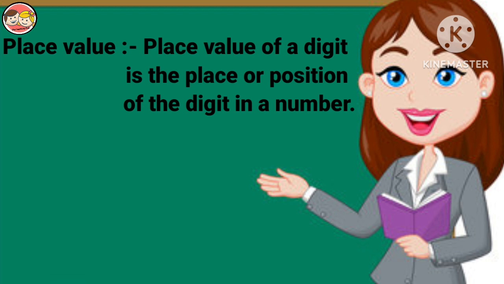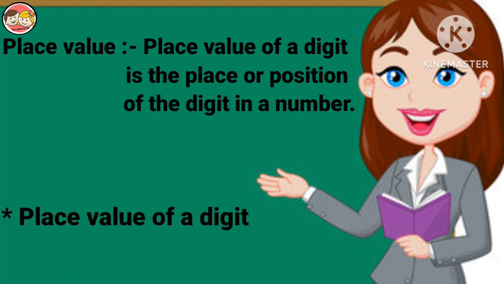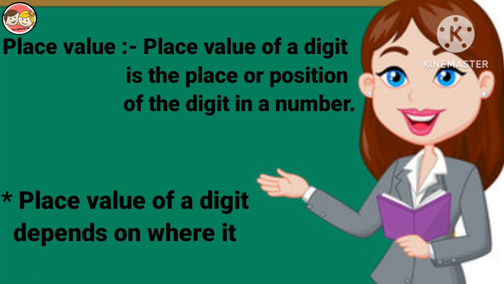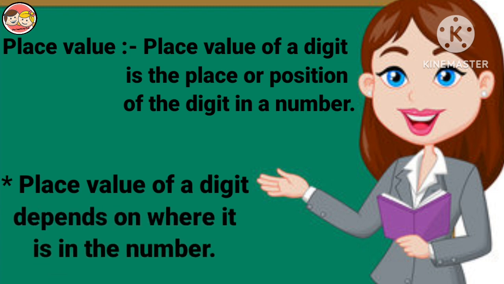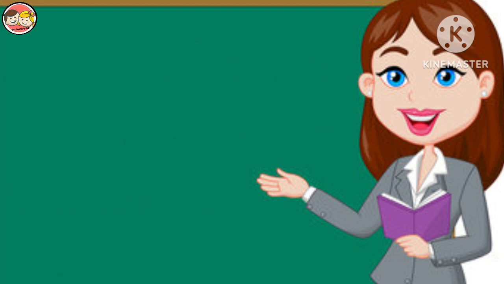It's very important to understand that the face value of a digit never changes, because face value means the digit itself. But the place value of a digit depends on where it is in the number. Each digit in a number has its own value depending upon its position in the place value chart.